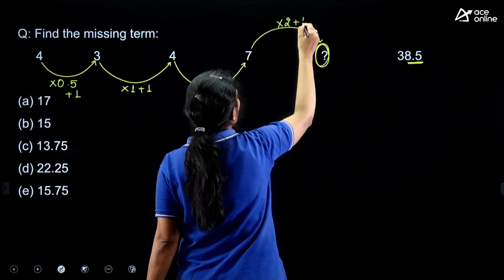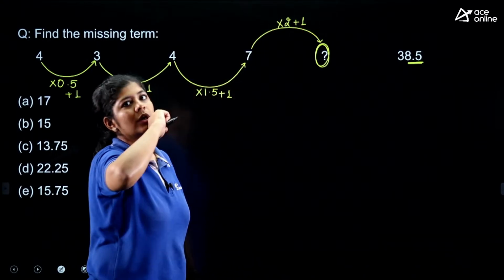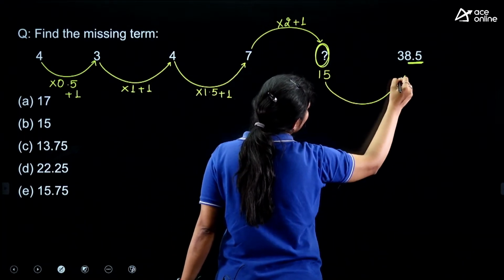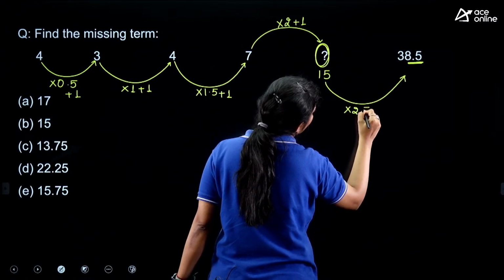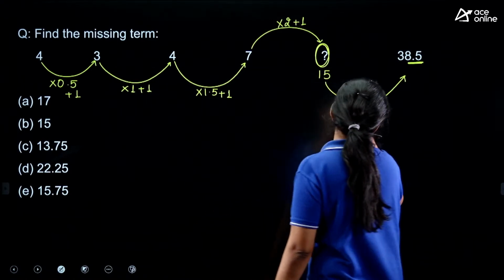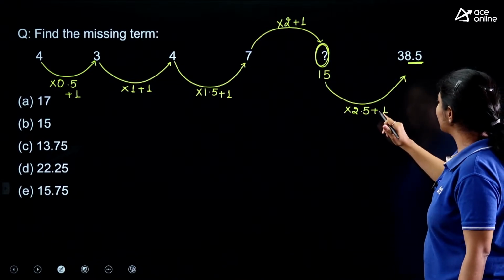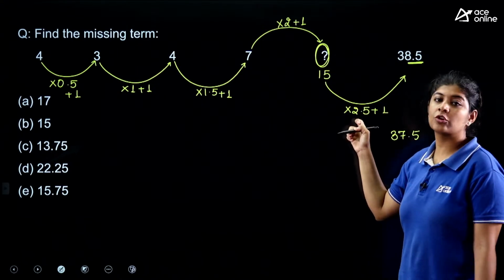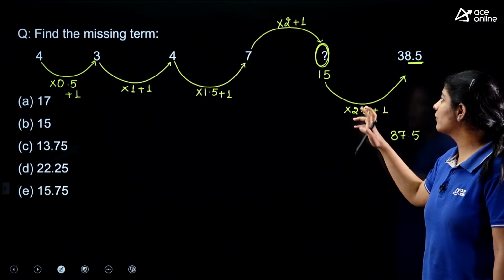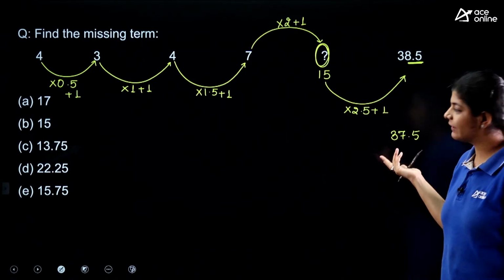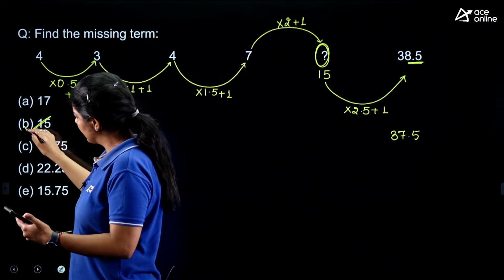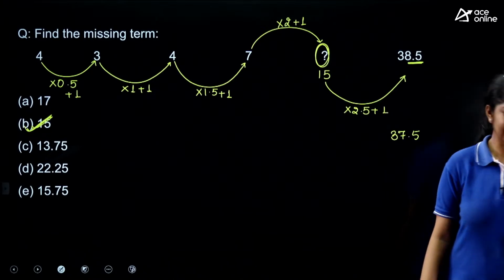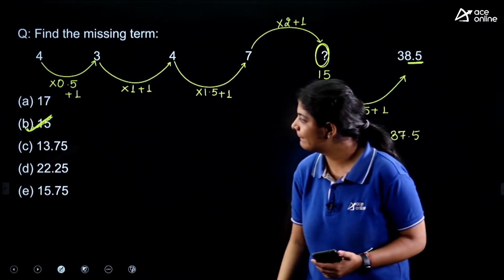Multiplying 7 by 2, I got 14, 14 plus 1, 15. Now 15 into 2.5 plus 1, that's what we have to do. If I subtract 1, here I got 37.5. And if I multiply 15 by 25, removing the decimal, I get 375. That means option B is the correct one. The correct answer over here is option B, that is 15.